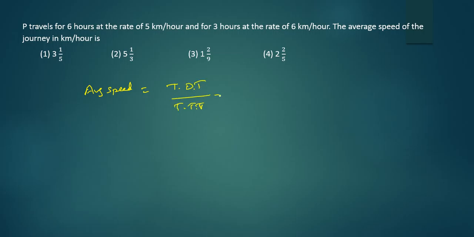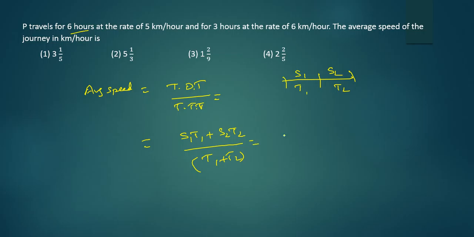Now, how will you find the total distance traveled? What is given? S1, T1 and S2, T2 are given. Then what is the average speed? S1 into T1 plus S2 into T2 divided by T1 plus T2. Simple. Now what is given? S1 is 5, T1 is 6. So 5 into 6 plus S2, which is 6, and T2, which is 3, divided by the total time taken.